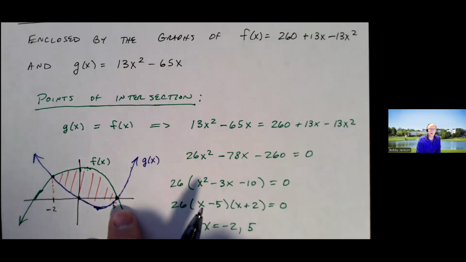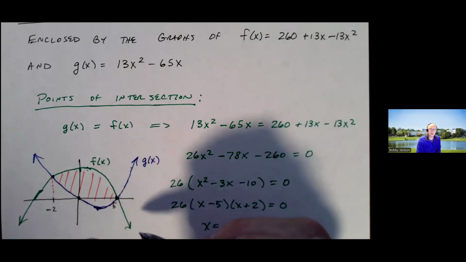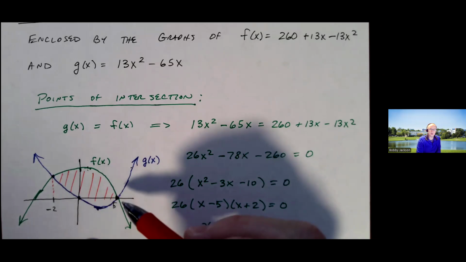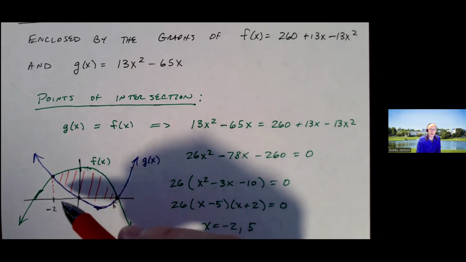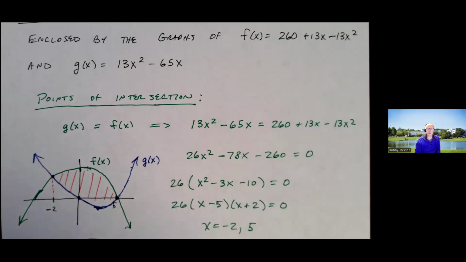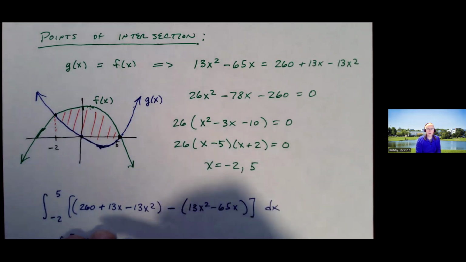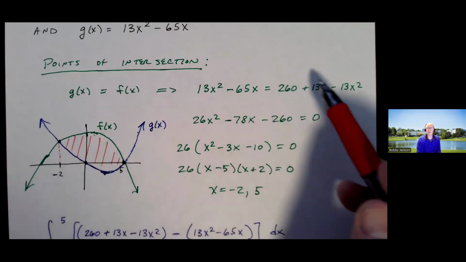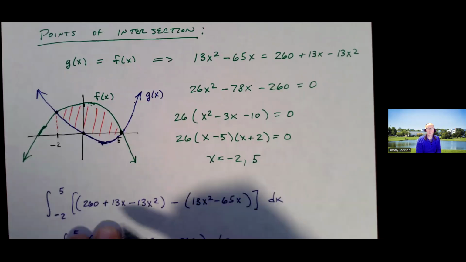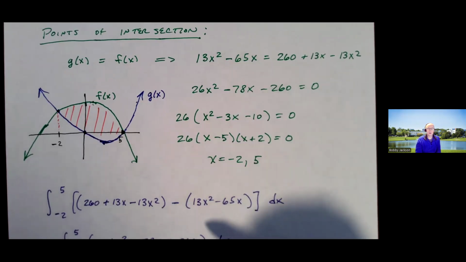Okay, so do you see the region I've shaded in that we need to find the area of? That region is vertically simple. And the top function is f of x, and the bottom function is g of x. So to find the area, I'm going to integrate from -2 to 5. Top function, which is f of x, remember f of x was this output right here, minus the bottom function g of x. And there it is.